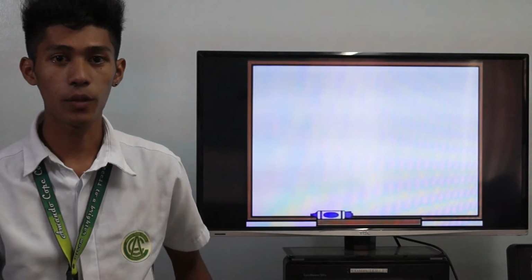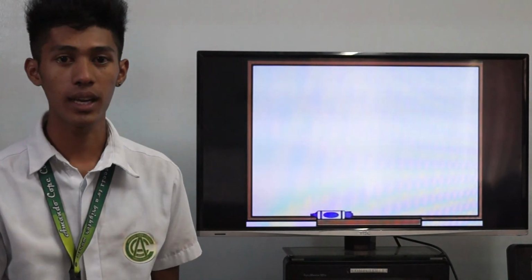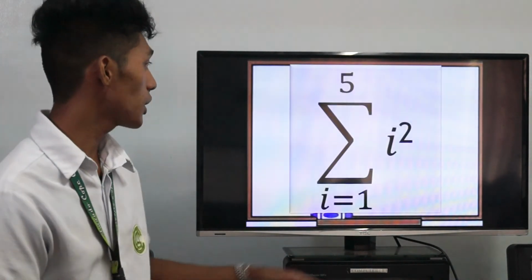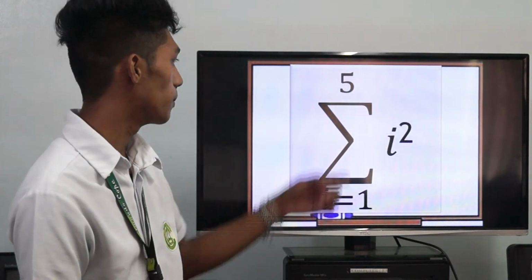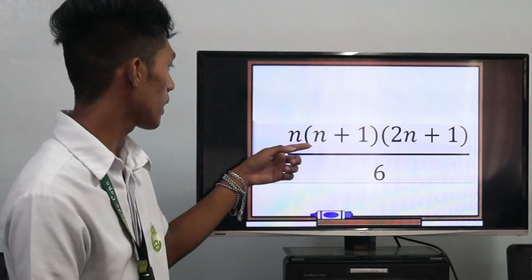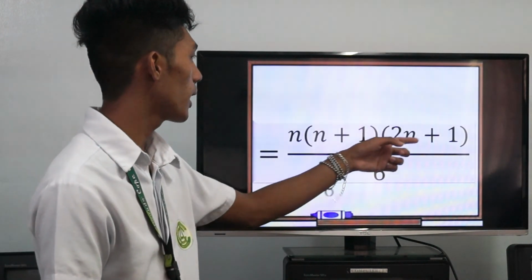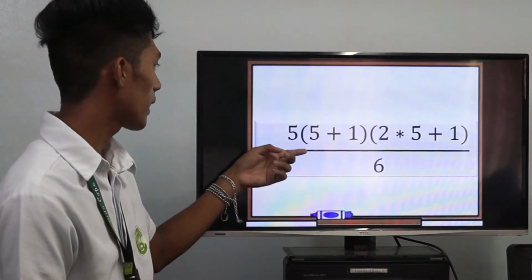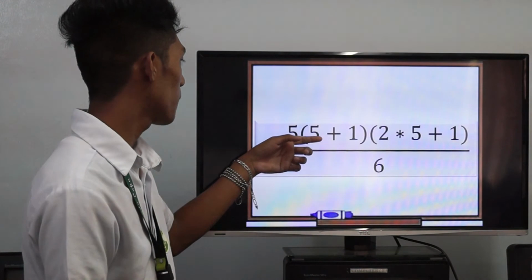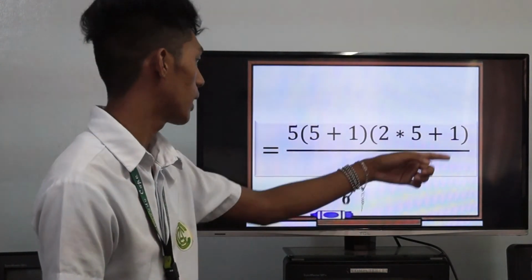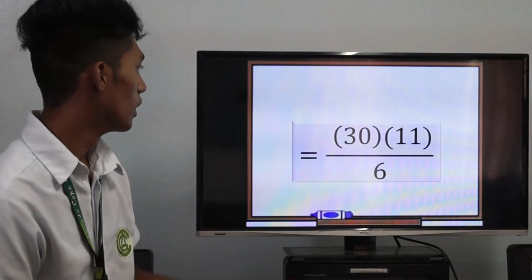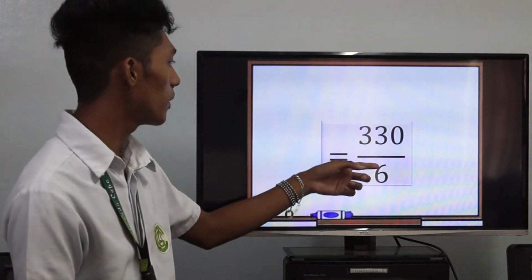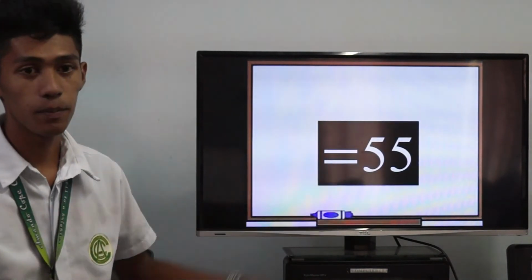Let's take the given example a while ago. Say for instance, you were asked to find the summation of the first 5 squared numbers, and it can be written as the summation of i squared where i runs from 1 to 5 is equal to n times the quantity n plus 1 times the quantity 2n plus 1 all over 6. Substitute the value of n, which is 5, so it will become 5 times the quantity 5 plus 1 times 2 times 5 plus 1 all over 6. 30 times 11 all over 6. And 330 all over 6 is equal to 55.